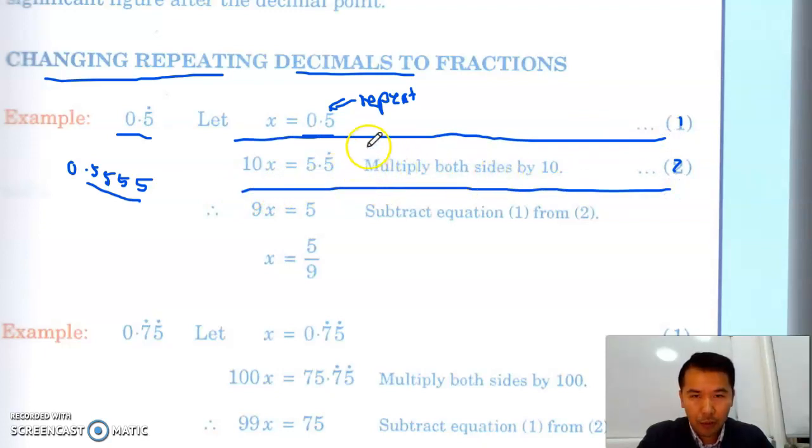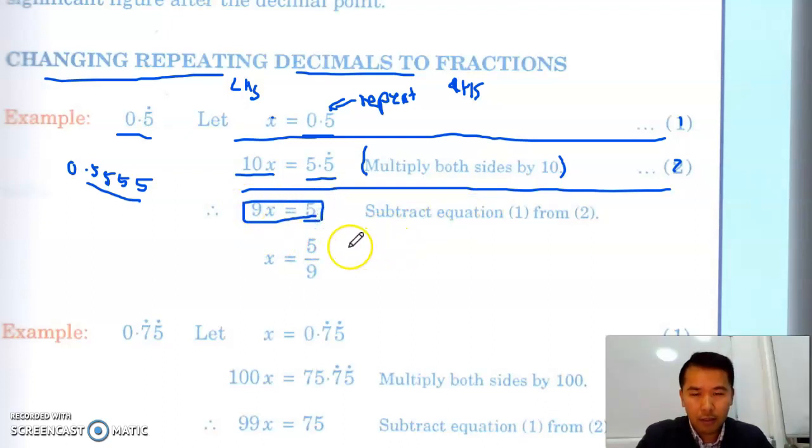The first step is multiply by 10. You multiply by 10. So we can say this is the left hand side and that is the right hand side. When you multiply by 10, 1x times 10, you get 10x. 5.5 repeating you times by 10, you get 5.5. Once you multiply by 10, you get this.